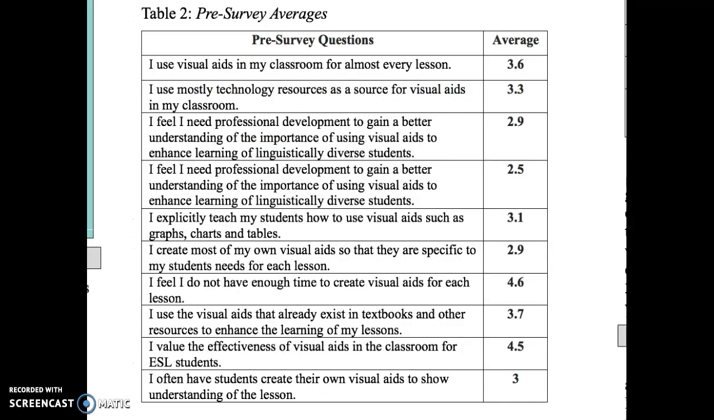So in table 2, I just wrote down all of the questions that were on the survey, and I got the average from the 10 answers that I received from all of the participants. So 1 being strongly disagree and 5 being strongly agree. I felt that I was definitely able to gauge their attitudes towards using visual aids in the classroom based upon the averages of their answers.